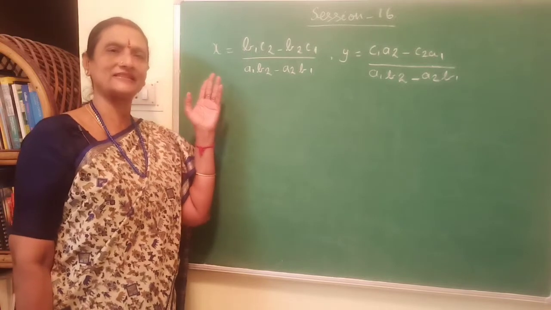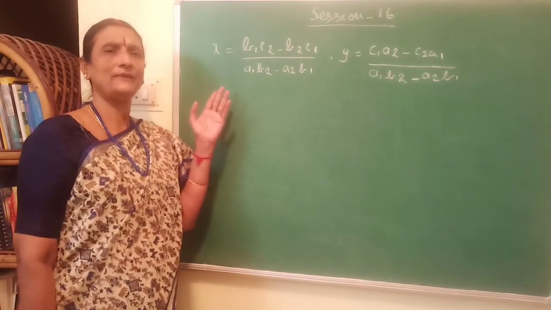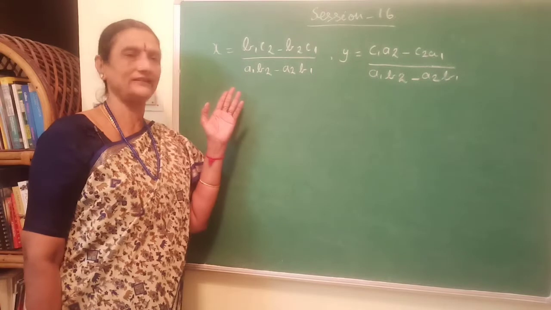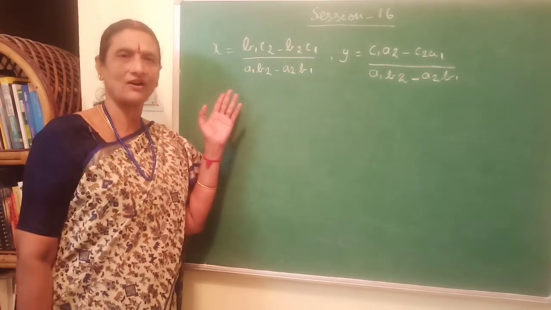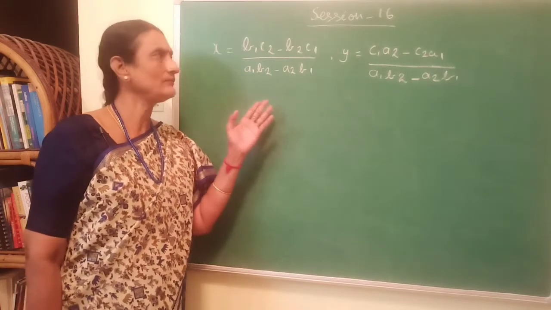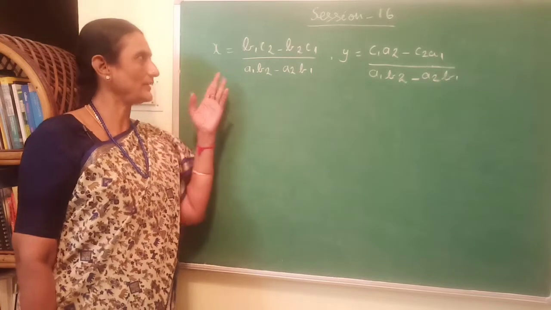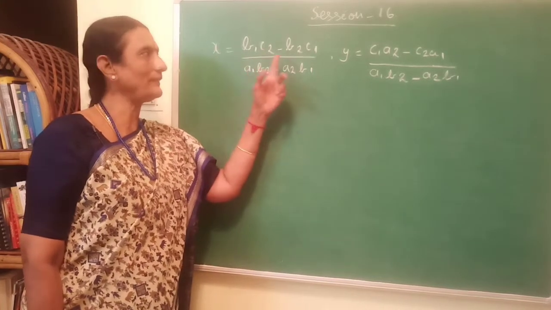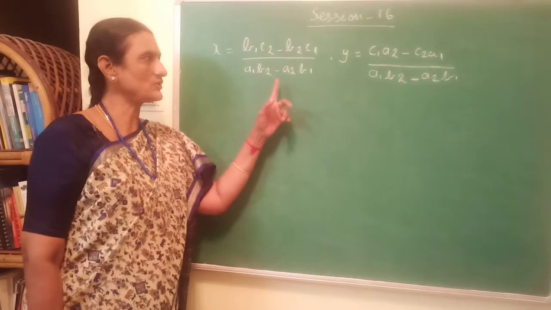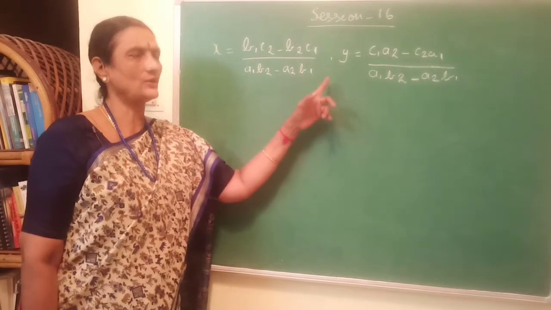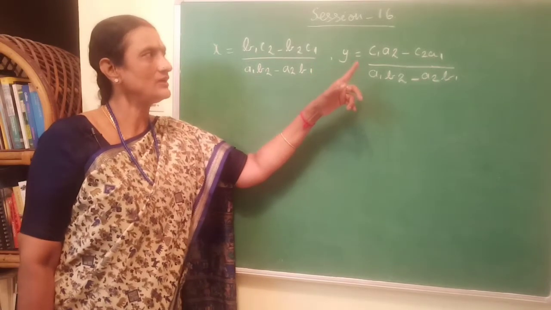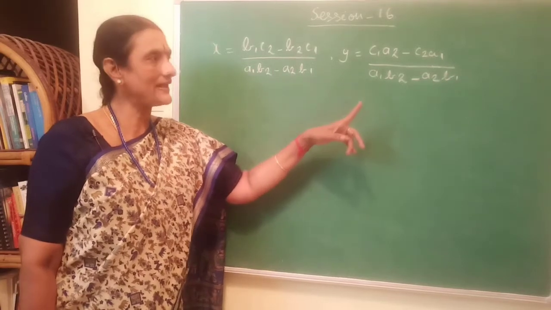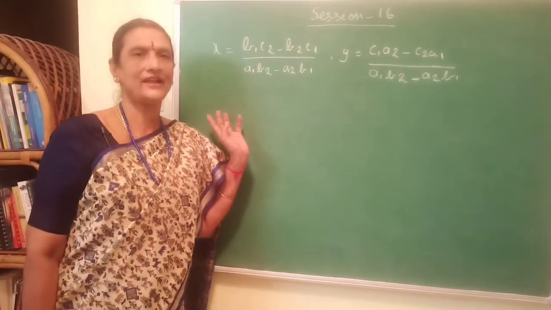Similarly, we followed the same steps for eliminating the variable y to get the value of x. This is how we derived these two formulae. X is equal to b1 c2 minus b2 c1 by a1 b2 minus a2 b1. Y is equal to c1 a2 minus c2 a1 by a1 b2 minus a2 b1.